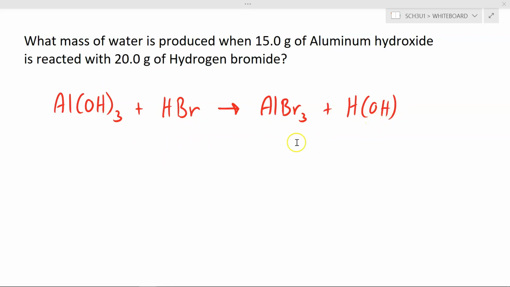Now the next step is very important. Balance it. If you do not balance the equation, you can't find your stoichiometric ratios. Without those ratios, you can't do stoichiometry. So the ratio is 1:3. Now here's what I like to do next. I like to place the information directly underneath the chemical compound. So 15 grams of aluminum hydroxide, 20 grams of hydrogen bromide.